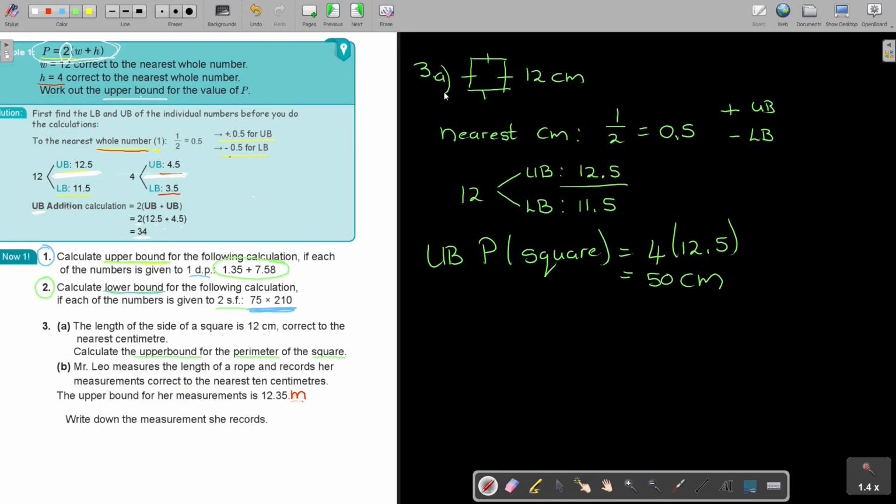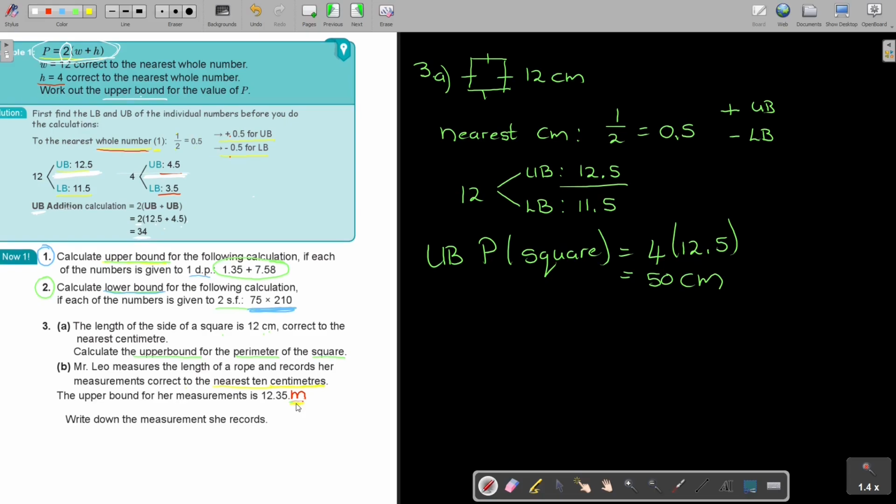Now remember, in part B, I was adding that meters. Okay. So Mr. Leo measured the length of a rope and recorded her measurement. I just want to get another color. Correct to the nearest 10 centimeters. So remember, this is in centimeters, and I added a meter there. The upper bound for her measurement is 12.35 meters.